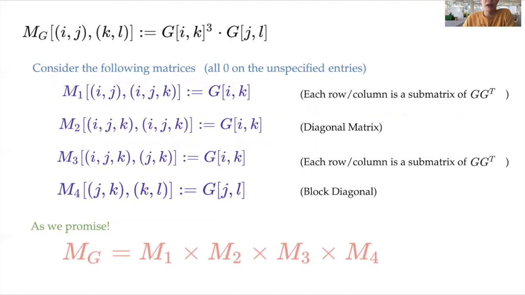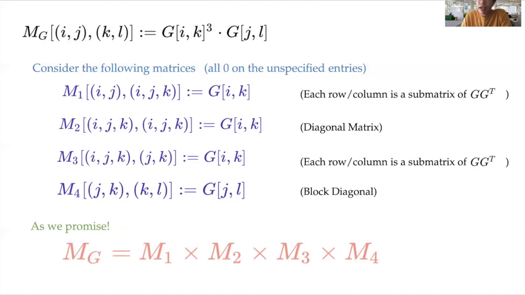We can actually write Mg as a product of 4 matrices, where each is either a diagonal matrix, a block diagonal matrix, or a matrix where each row or column is just a submatrix of G transpose. Therefore, we can upper bound Mg using the spectral norm bounds for each individual matrix. Using this simple machinery, it turns out that we can obtain tight spectral norm bounds for the matrix that we look at. And these spectral norm bounds are usually tighter than the ones given by the trace method previously. This turns out to be crucial in our lower bounds for MaxCut.